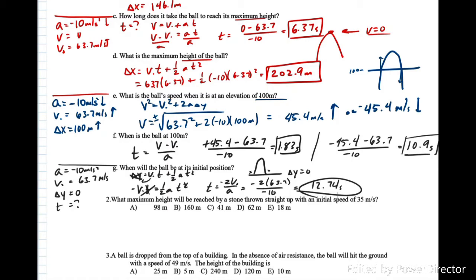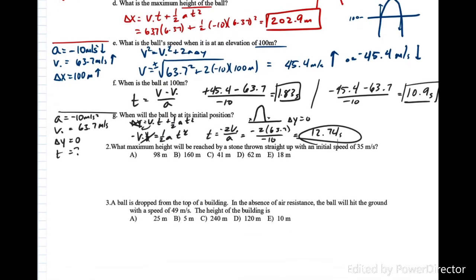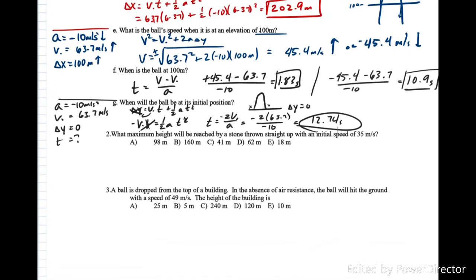Great. What maximum height will be reached by a stone thrown straight up with an initial speed of 35 meters per second? The initial speed, v0, is 35 meters per second. It's up. We're talking about the maximum height, so that's going to be at the very top. At the very top, I know my final velocity is 0. And because this ball is thrown, I know that the acceleration is 10 meters per second squared down, making that negative.